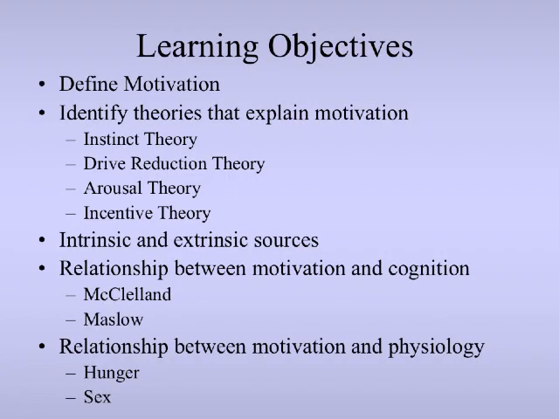In this chapter, we're going to do a couple of different things in terms of our learning objectives. We're going to define motivation. We're going to look at some different theories that explain motivation, and those theories are going to include instinct theory, drive reduction theory, arousal theory, and incentive theory. We're going to think through some intrinsic and extrinsic sources of motivation, and then we're going to look at the relationship between intrinsic motivation and cognition, and try to ask ourselves, well, why are some people so intrinsically motivated?